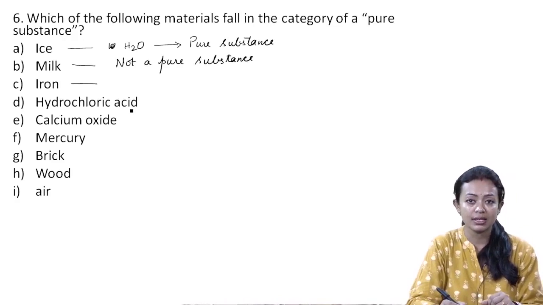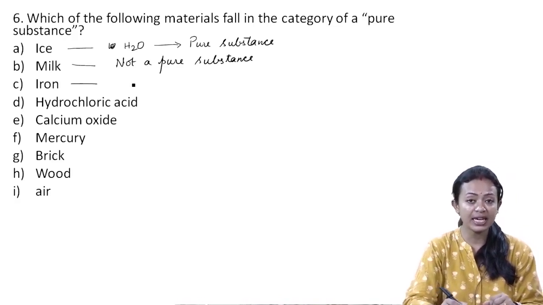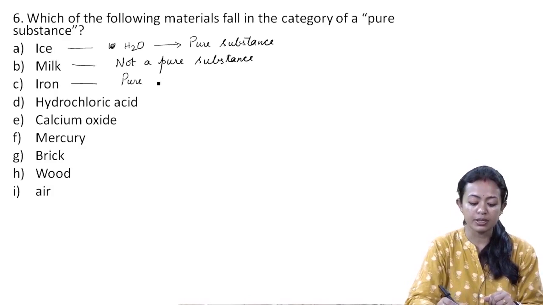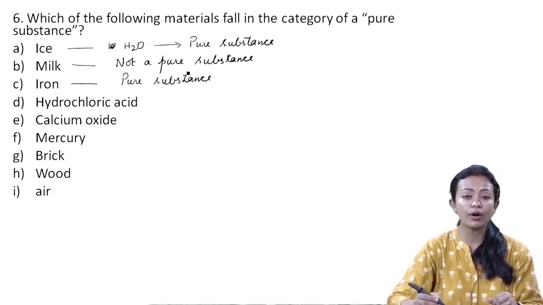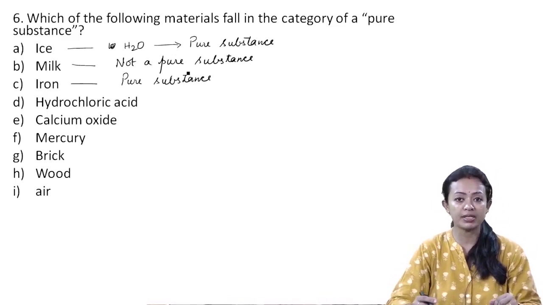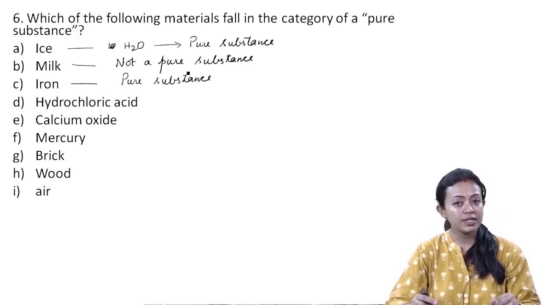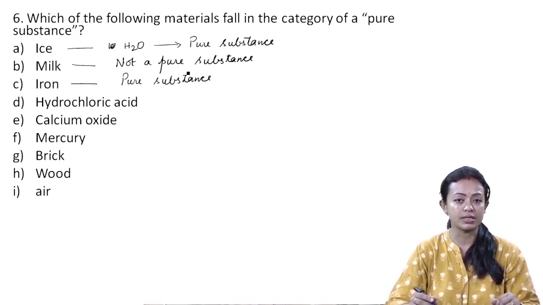Next, iron. Iron is a metal and it is also an element, and thus it is a pure substance. Because in case of iron, if you keep on breaking it into smaller pieces, you would find that each of these particles consists of the same kind of properties, both physical and chemical, and thus iron is a pure substance.